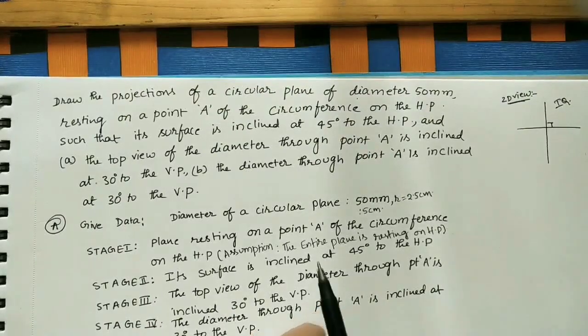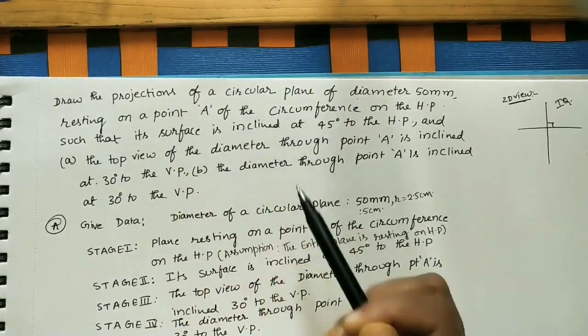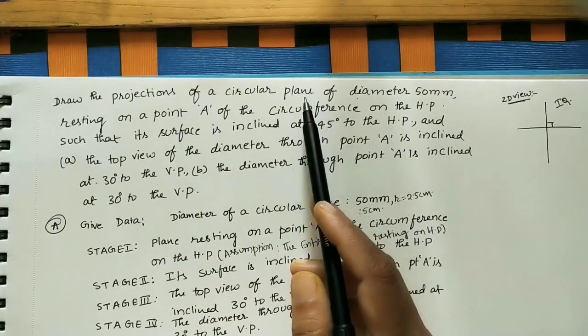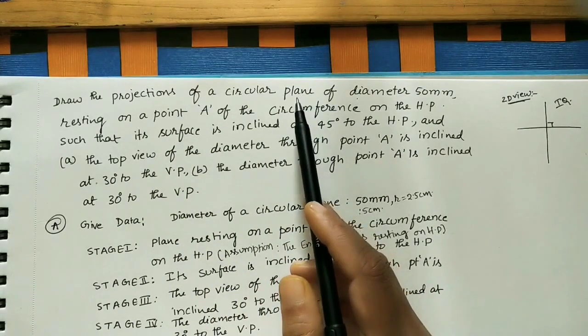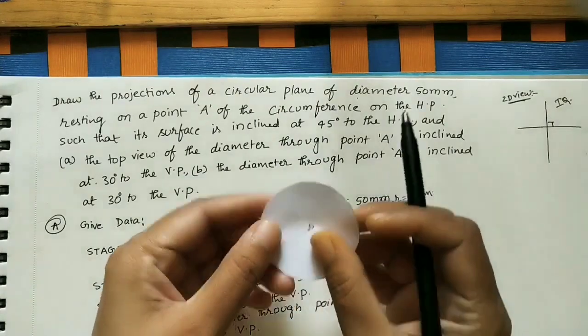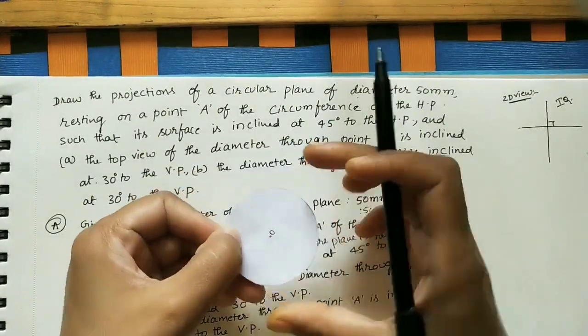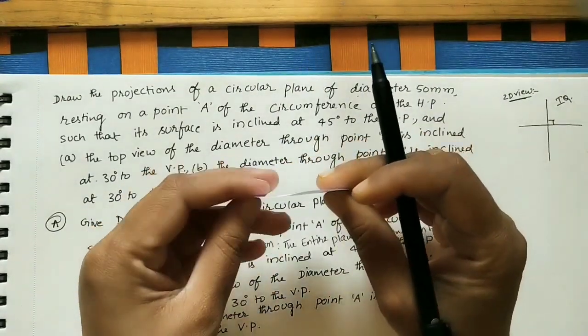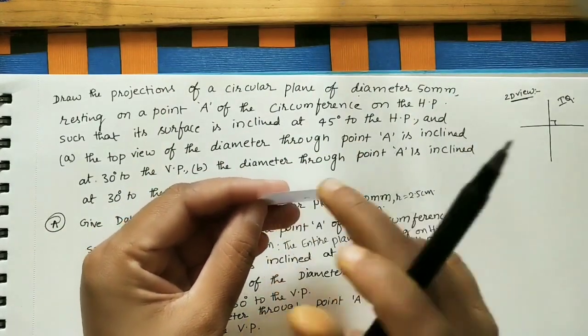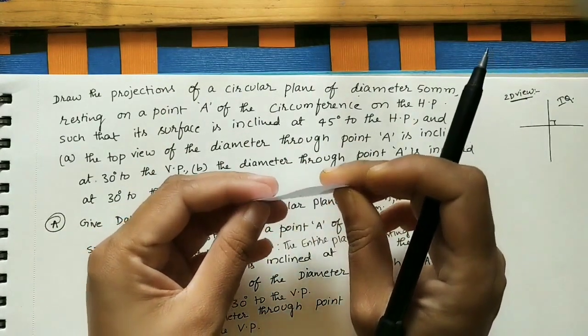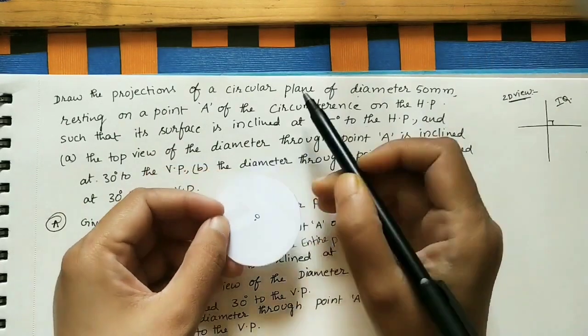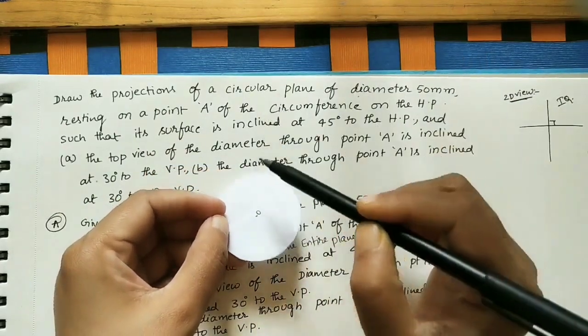Let us discuss how to draw the projections of a given circular plane. Here, plane means it has negligible thickness. It has only two dimensions: it has width, it has height, and negligible thickness. If you see here, it looks like a line. So whatever thickness we are neglecting, those objects we call planes. Here, the shape we are taking is a circle.